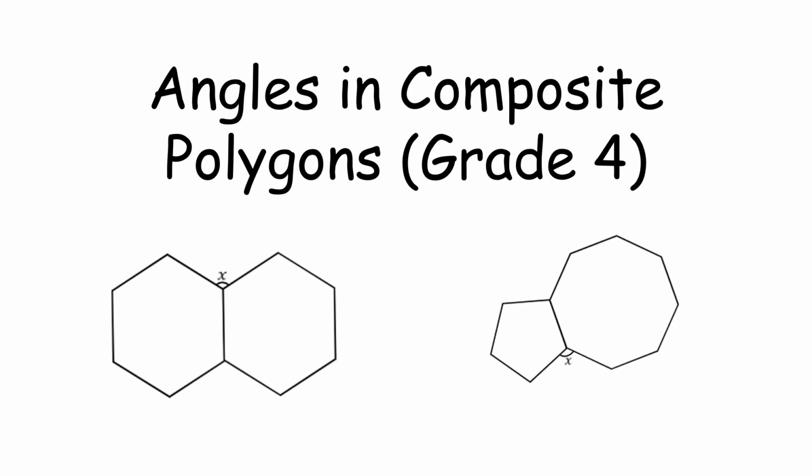Okay, so we're now on to looking at angles in composite polygons, and a composite just means where you've got more than one polygon put together, and we're looking at finding missing angles such as this one here. Okay, so let's get into the video.